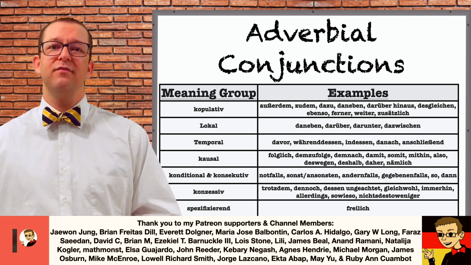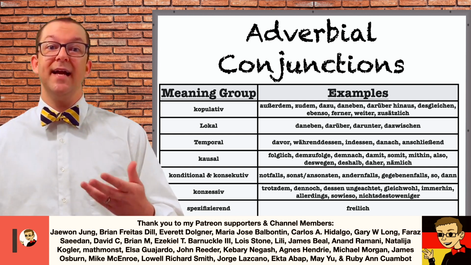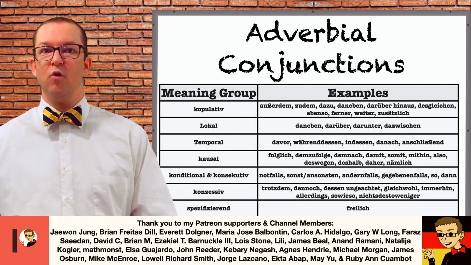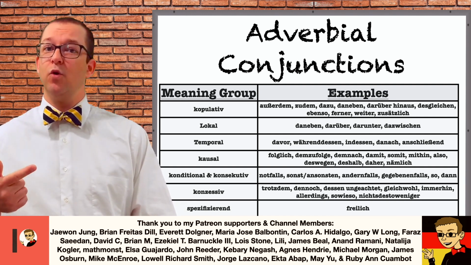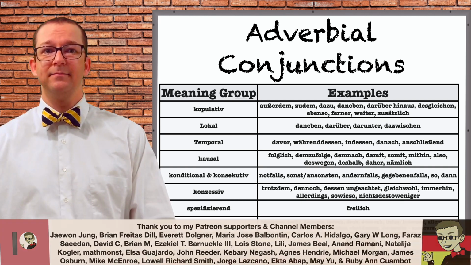Copulative refers to the fact that something adds to something else in the first clause. This is why you see außerdem, besides that, in that group. Other examples would include weiter, further or furthermore, ebenso, equally or as well as, and darüber hinaus, beyond that.